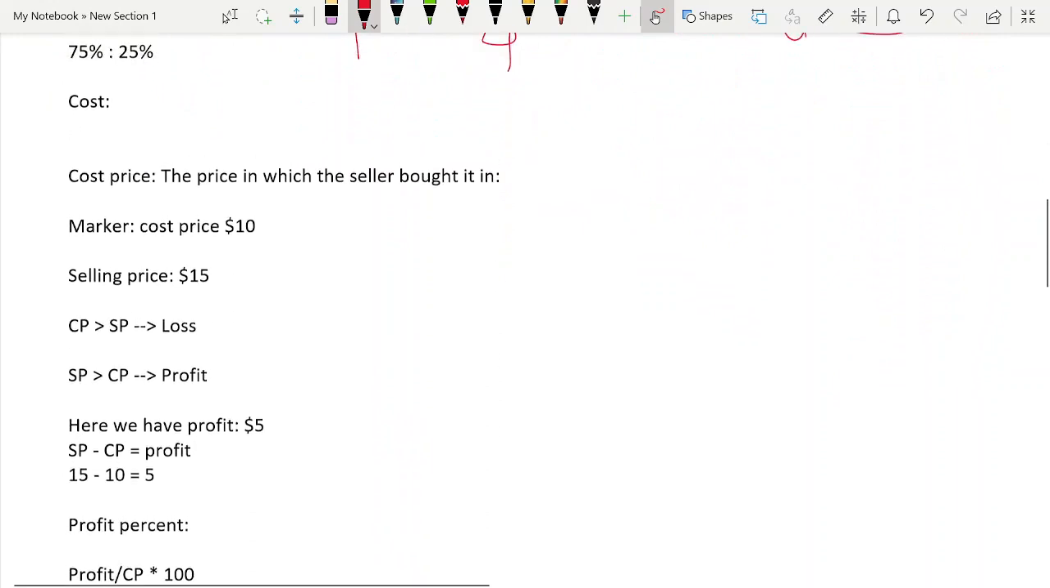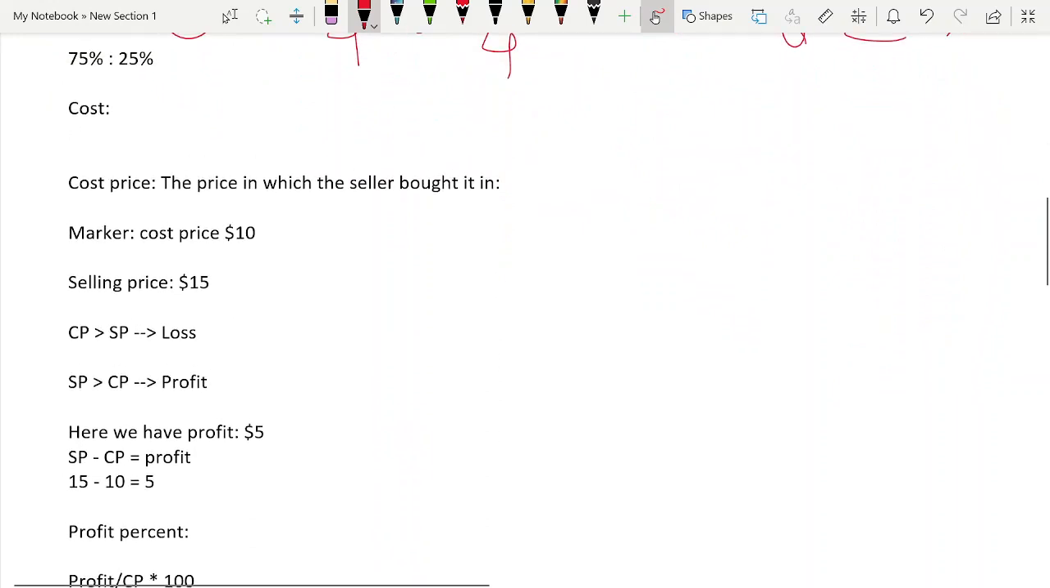Okay, now we're going to be learning about cost. This is where I added a little bit of addition, but I'll tell you when I did that. Cost price is the price at which the seller bought it. So if you have a marker and you are selling it, at what cost did you get the marker? You got it for $10, for example, and then you're wanting to sell it for $15. So you had profit. Now how did we tell we had profit? Because the selling price was bigger than the cost price. But if we were having loss, then it would mean that the cost price is bigger than the selling price, as you can see over here.